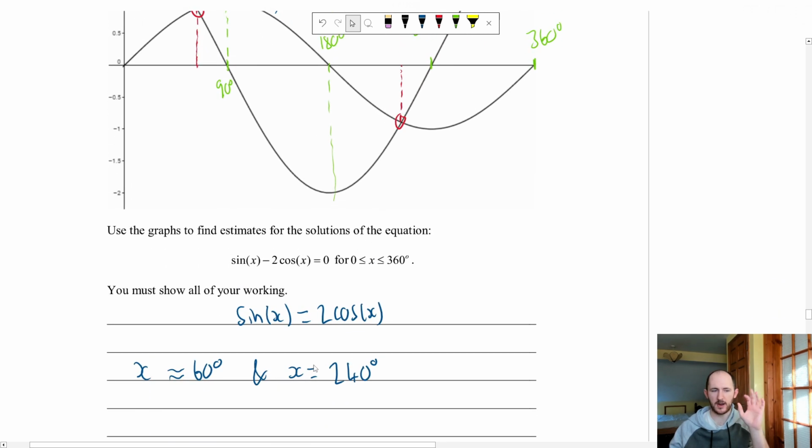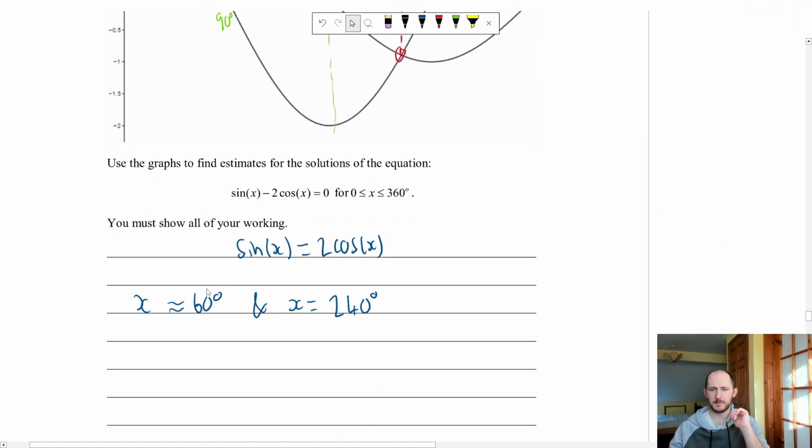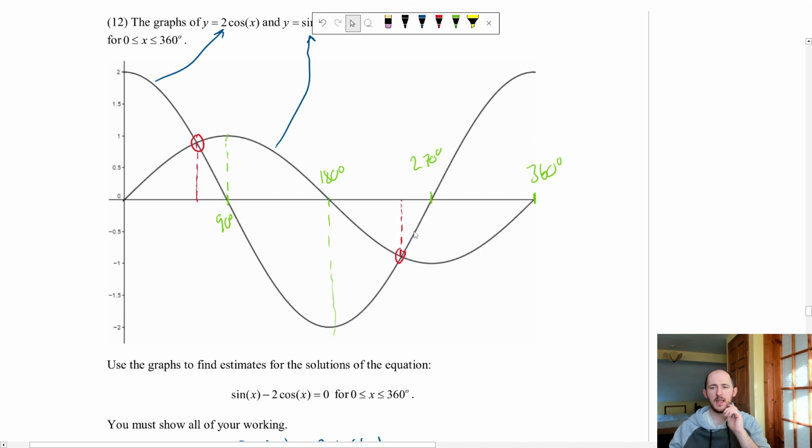In terms of the range of values, I would argue it is between 55 to 65 and 235 to 245. I'd argue those are the range that you get, about 10 degrees, which is a bit harsh, I will admit. It really depends on how well you know the sine and cos graphs. I know them really, really well, so that's how I can come up with those kinds of values. But yeah, keep that in mind.